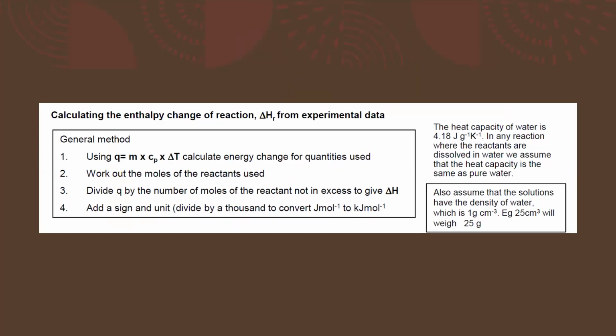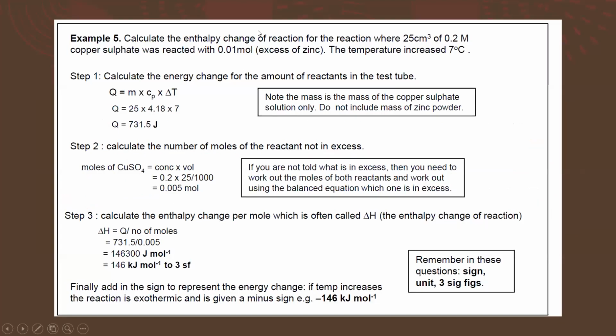So, calculating the enthalpy change of a reaction. Generally we use the formula E or Q equals Cm delta T. Then we work out the moles of the reactant and divide by the number of moles. If the reaction is exothermic, we put a negative sign. If it's endothermic, we put a positive sign. Now this example is similar to what I have explained to you.